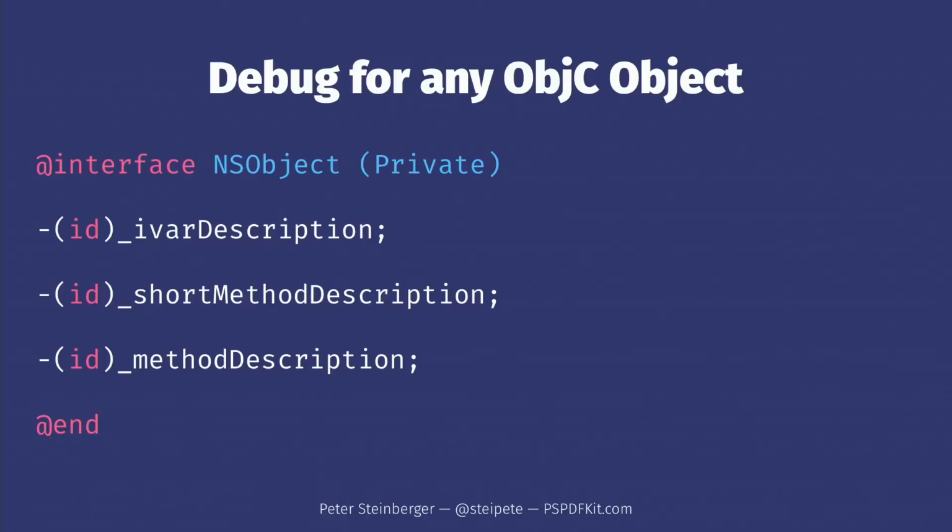Now, the names should be kind of self-explanatory. Ivar description, I would say, is the most useful one. It's kind of funny that Apple uses this method to debug issues in third-party code, and we use it to debug issues in UIKit.